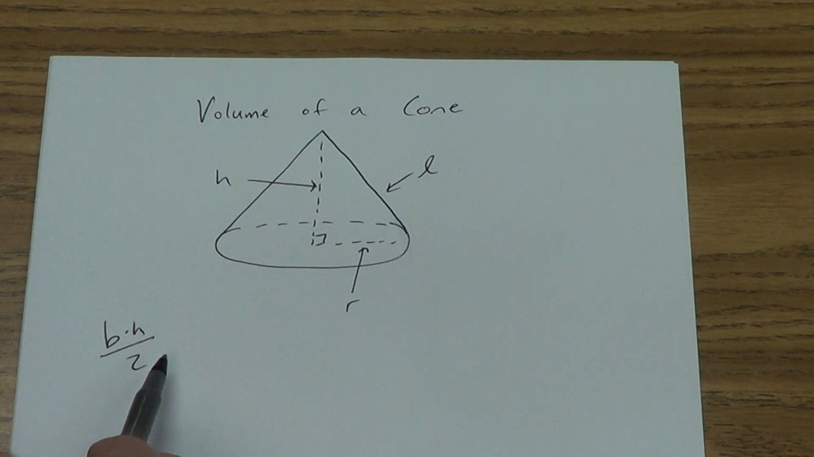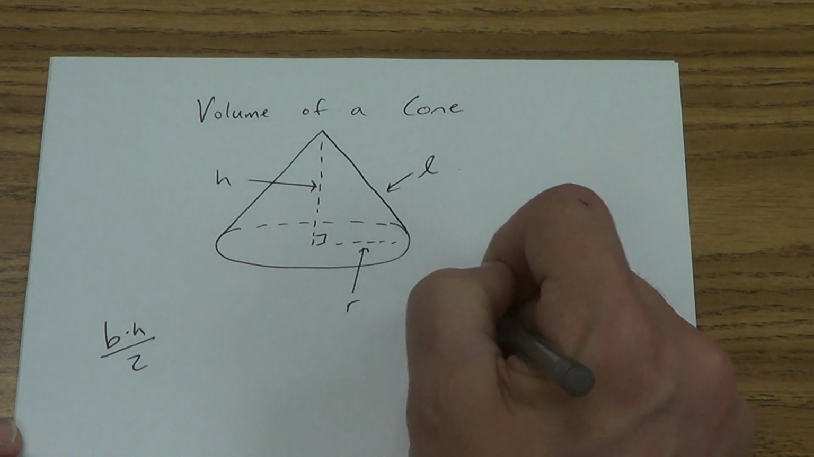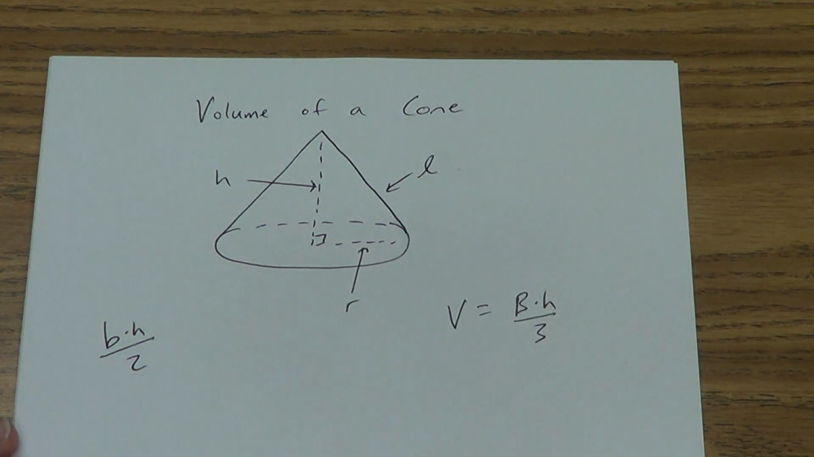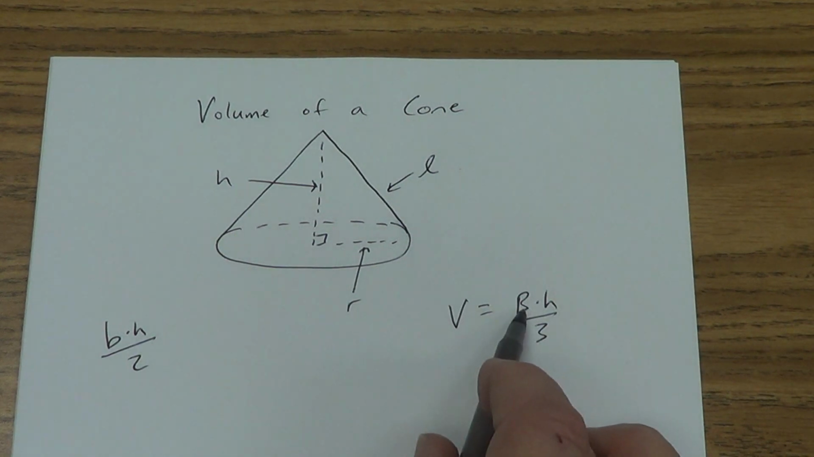Also, because it's three-dimensional, this number right here is going to change to a 3. So here's how we change the formula. Volume equals capital B times H over 3. You might be thinking, but Mr. Oates, you said that you had to multiply 3 things. You're still only multiplying 2 things.